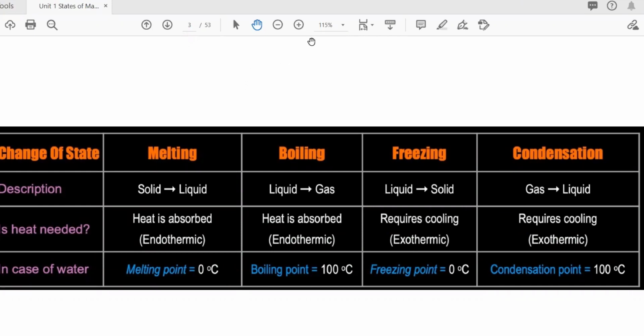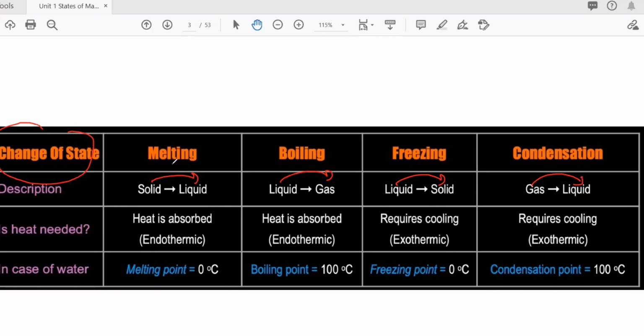Okay. Now if you talk about this page, again they are talking about change of state. Melting is what? Solid to liquid. Boiling means liquid to gas. Freezing means liquid to solid. Condensation means gas to liquid.